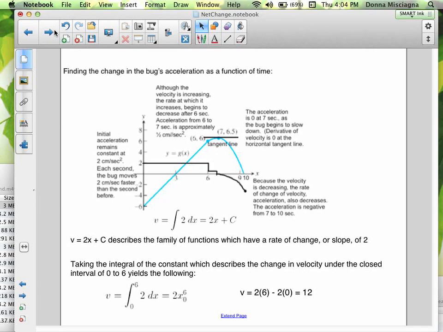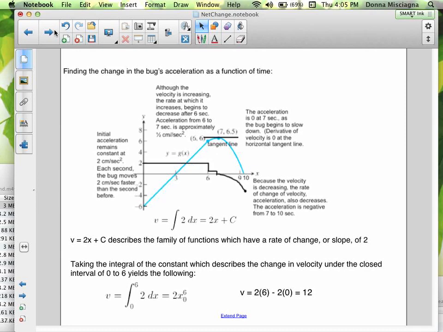So the rate at which the bug is moving is decreasing. Although he's still going in a positive direction, he's just not doing it as fast. All right, so if I integrate from 0 to 6 seconds, the acceleration is 2 centimeters per second. So if I were to integrate 2 dx, I would get the equation for the velocity curve, right? Of course, it would be the family of functions, not the specific velocity curve, unless I have a point to plug in, an initial condition.